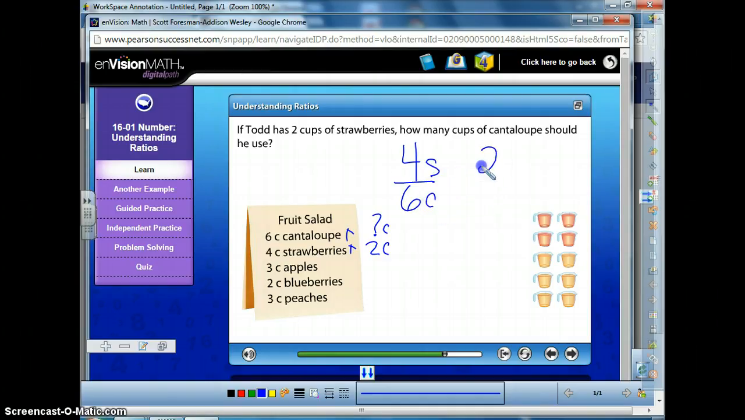So if we have 2 cups of strawberries, how many cups of cantaloupe do we need to use? Think about this relationship. We were at 4. How did we get to 2? Ethan? Subtracted by 2. Or divided by 2. Divided by 2. So we're going to do the same here. How many cups are needed, Gabe? 3. Good job.